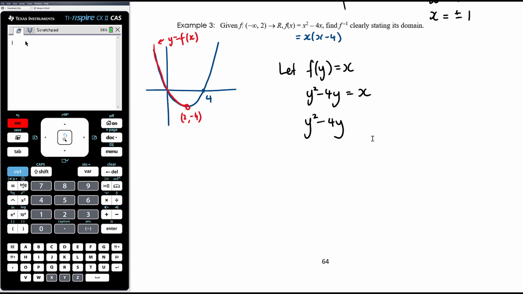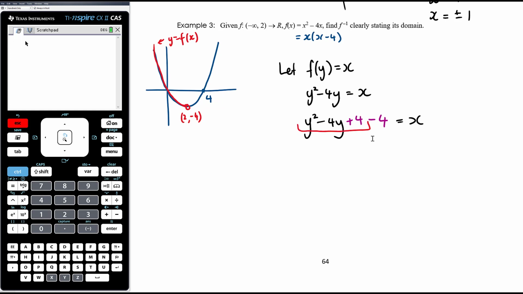Half of negative 4 is negative 2, squared is plus 4, and you can either add and take it away on the same side, or instead you could add it to both sides. Either way, you're keeping the equation balanced. It doesn't matter how you choose to do it. I tend to always do this, I just do it the same way every time. But if you'd rather add 4 to both sides to complete the square, that's perfectly fine.